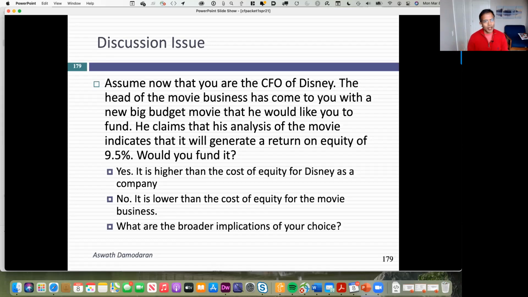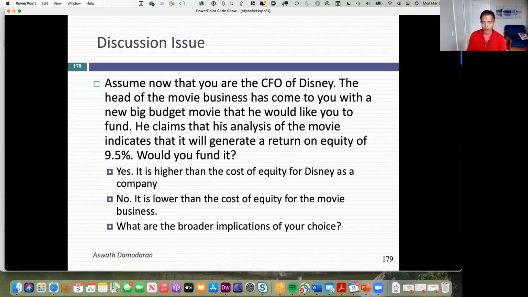So I've hired 3 MBAs, they've come in, they've crunched the numbers, and I think we can make a return on equity of 9.5% in the movie. No movie guy ever uses the words return on equity. But let's say I'm the movie guy who does 9.5% return on equity. You see why I picked 9.5%?